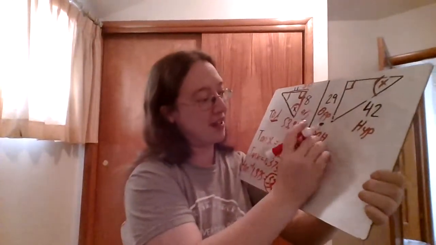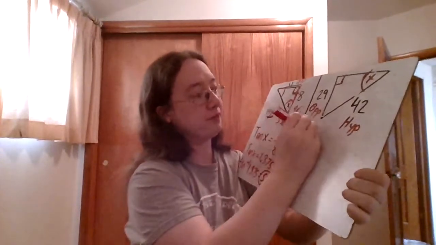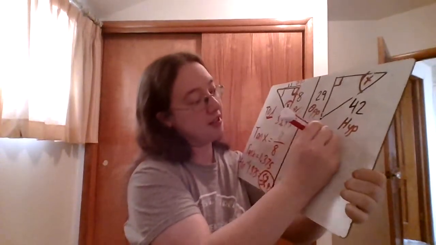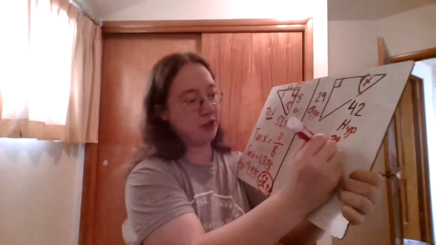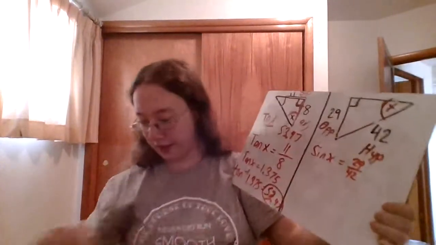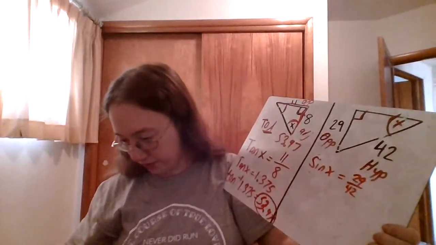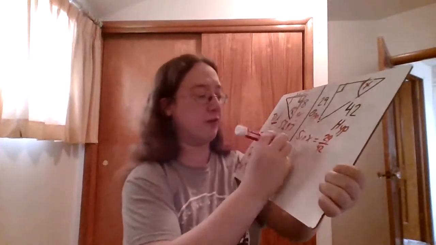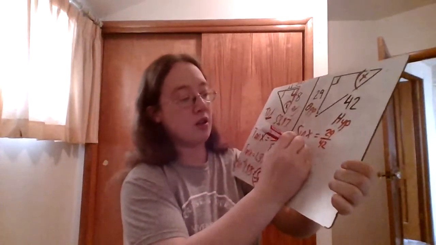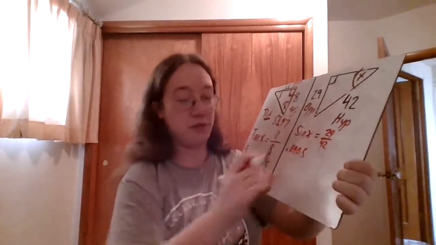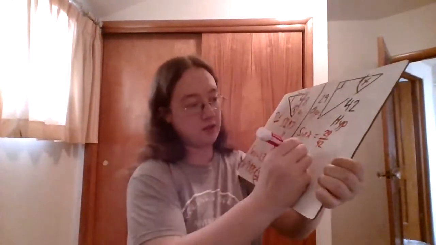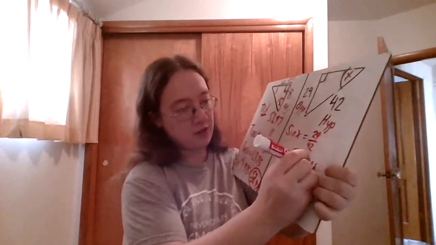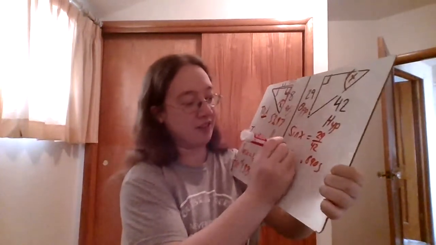So we've got the sine of x is going to be our opposite side, which is 29, over our hypotenuse, which is 42. 29 over 42 is about 0.6904-ish, 0.6905. Put that over here. So then that's our sine of x.